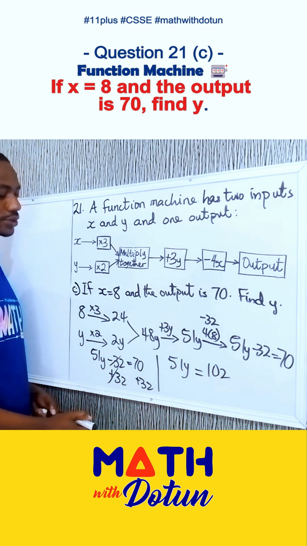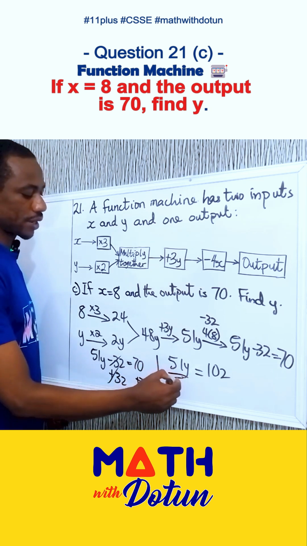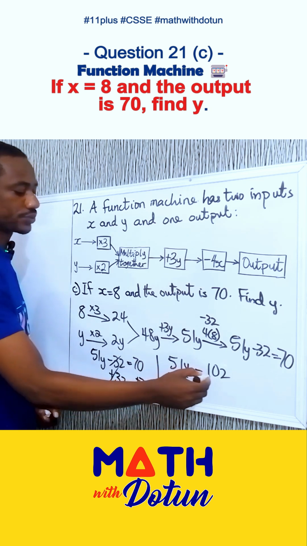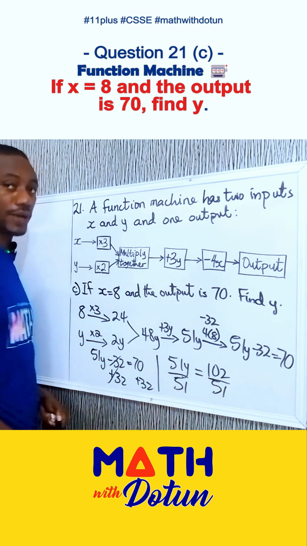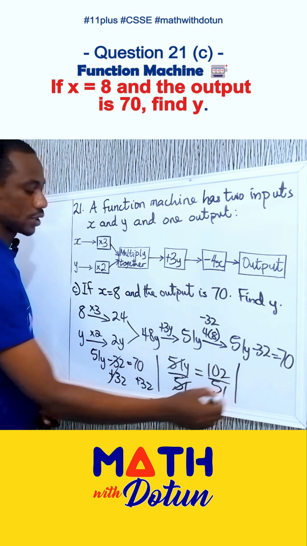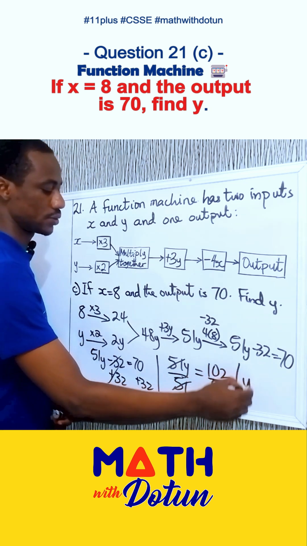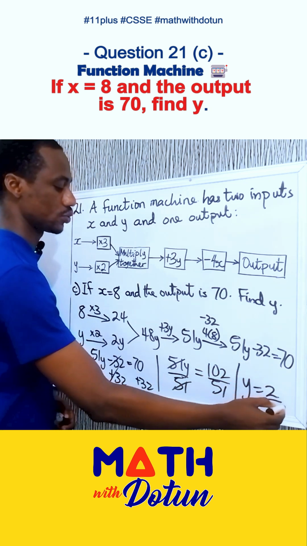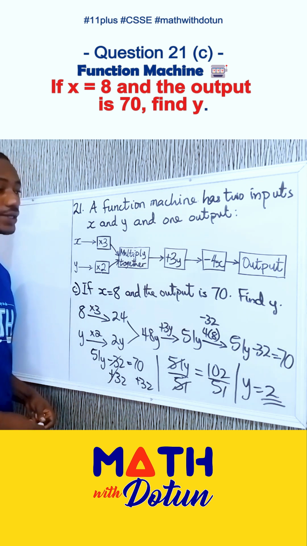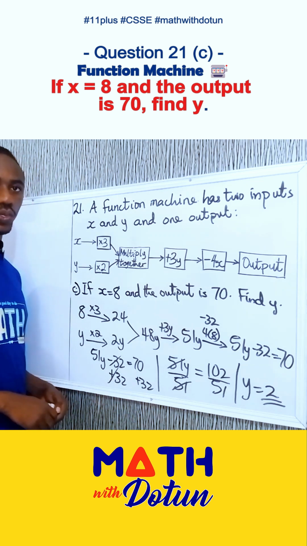All right, at this point, what do we do? To have only y, we divide both sides by the coefficient, which is 51. So we divide both sides by 51. So 51 takes 51. And 51 in 102 is 2, all right? So y equals 2. So the value of y in the second input is 2.